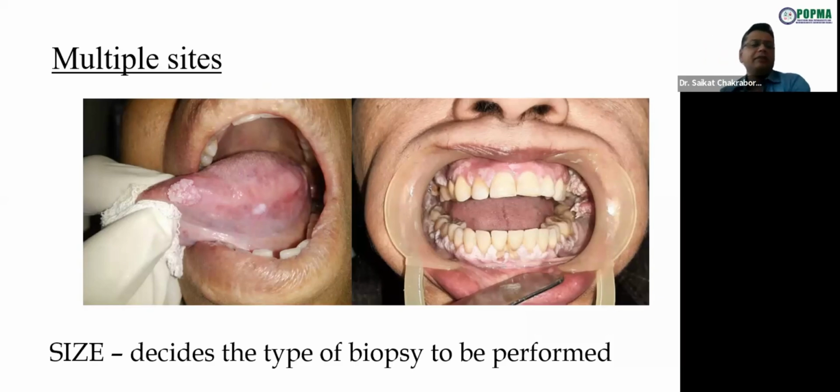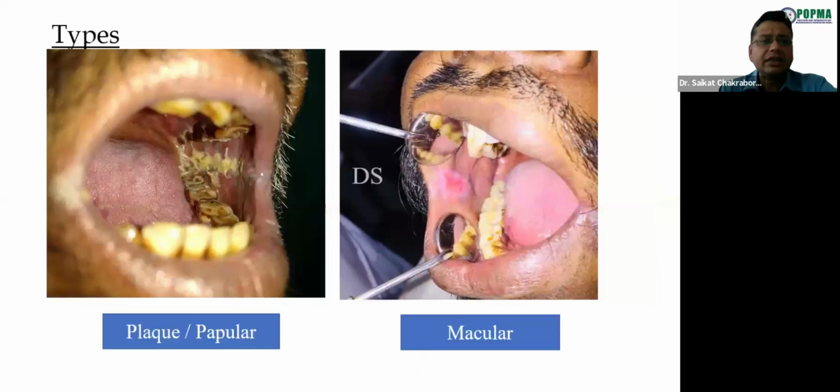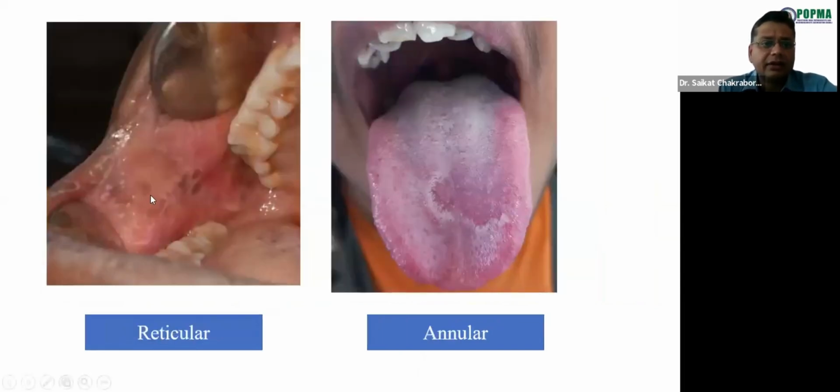Size, we'll talk about it later, because size would majorly decide whether you are going to take an incisional or an excisional biopsy. The types of presentation: plaque or papular, like a very flat thing on the oral mucosa; macular, which is not raised from the normal surface of the oral mucosa; reticular, very typical. Now, if we see a white patch which is reticular in pattern, and it is painless, asymptomatic, with mild symptoms of stomatoviruses, we don't need to go further. We know we are looking at oral lichen planus.